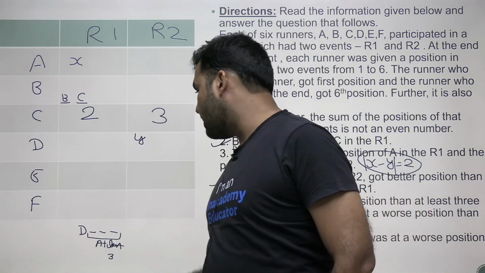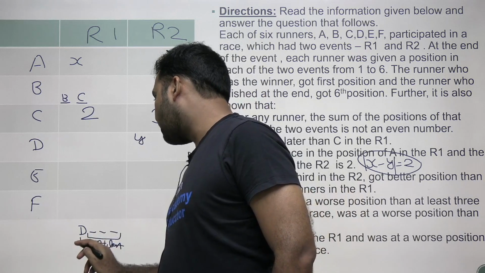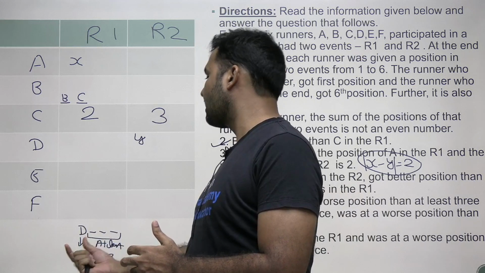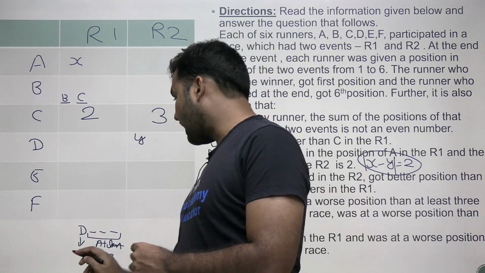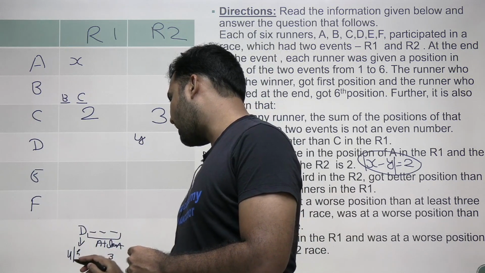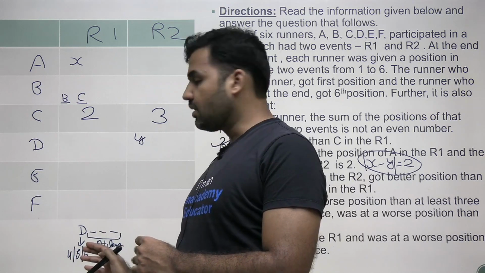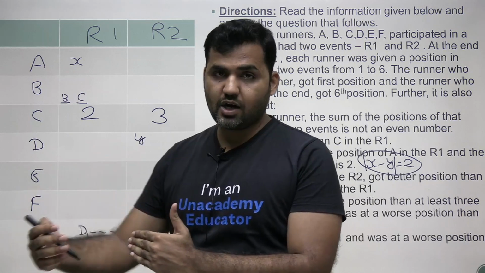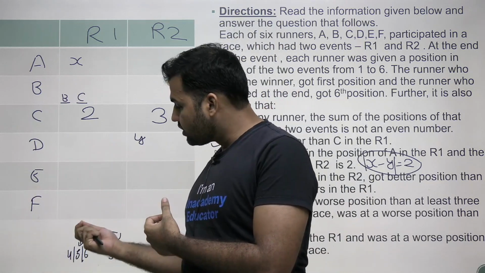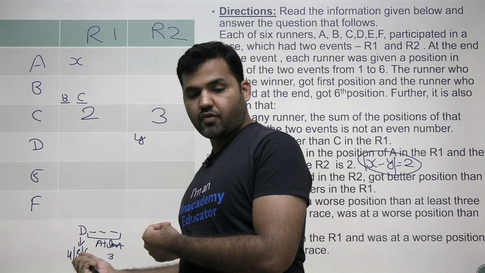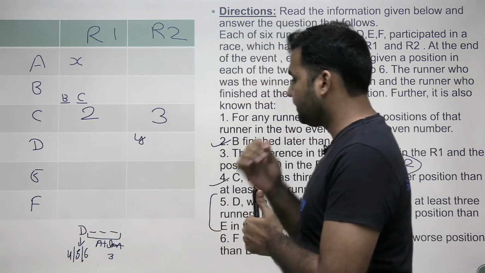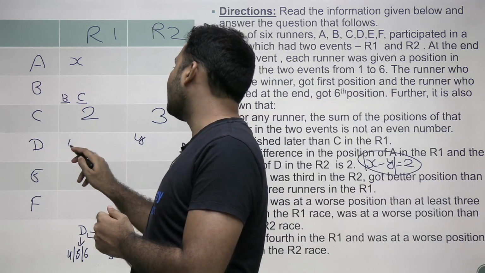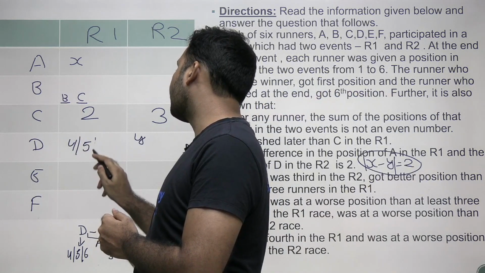So the possible option for the rank of D, because there are 6 people participating and at least 3 people are finishing the race before D, can be either 4, 5, or 6. It cannot be 3, because if you give rank 3 to D, then only 2 people will be finishing ahead of D. We need at least 3. So the value for D can be 4, 5, or 6.